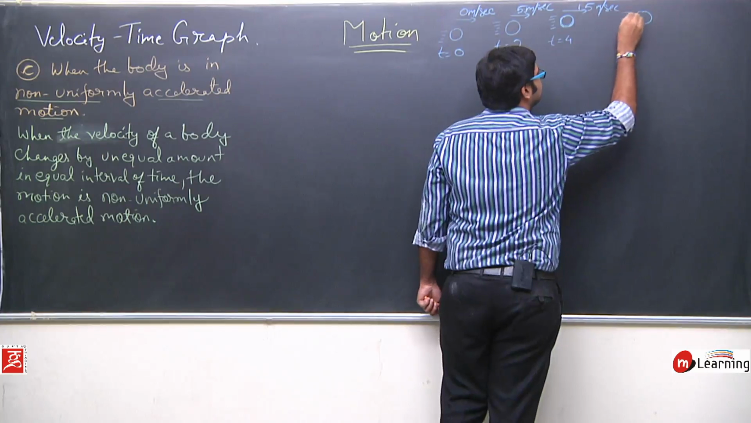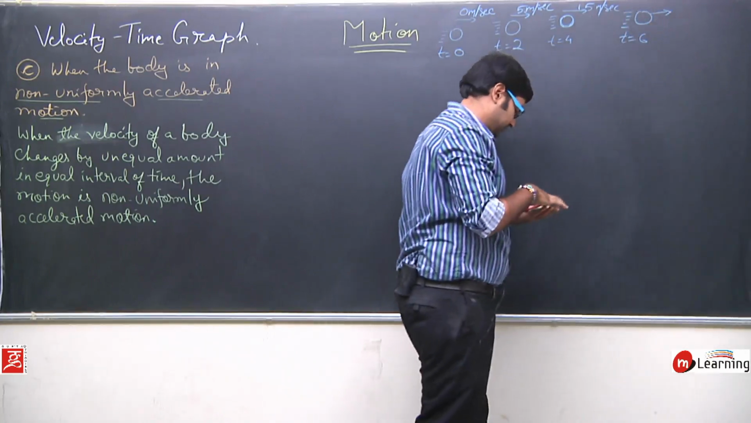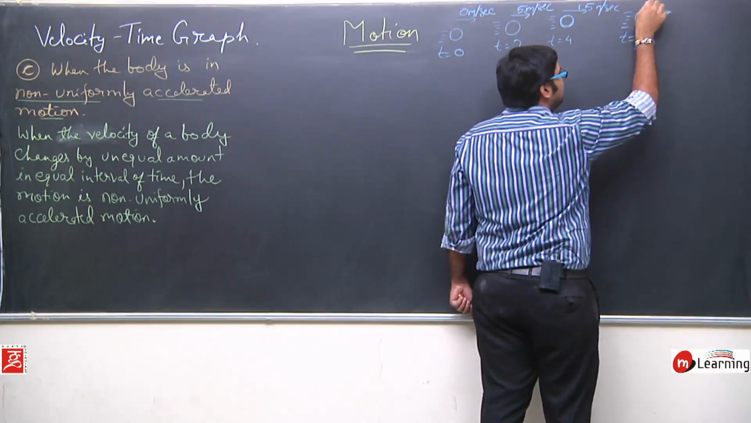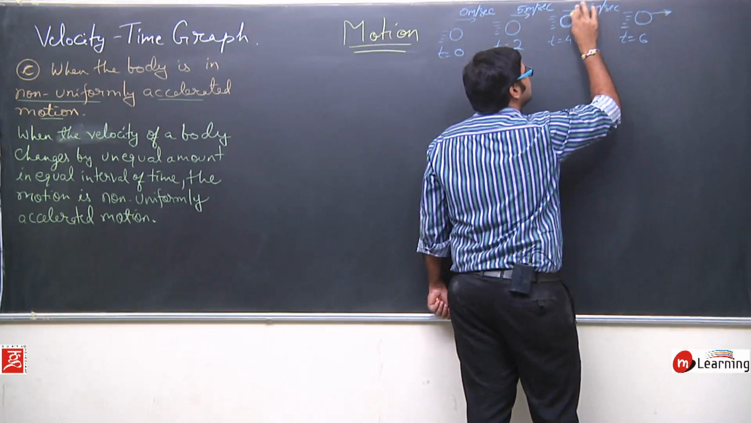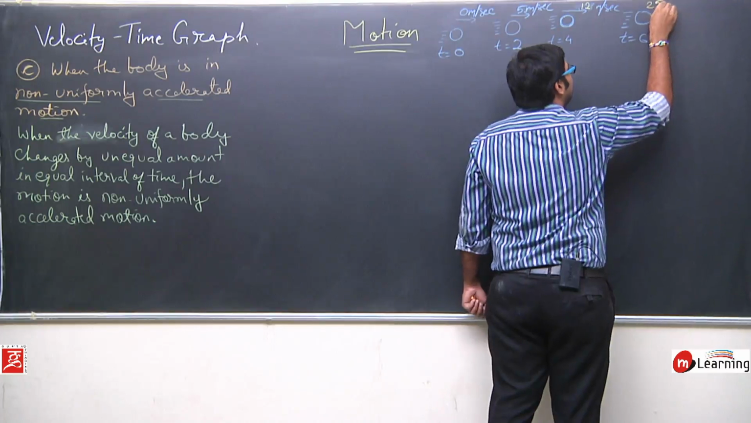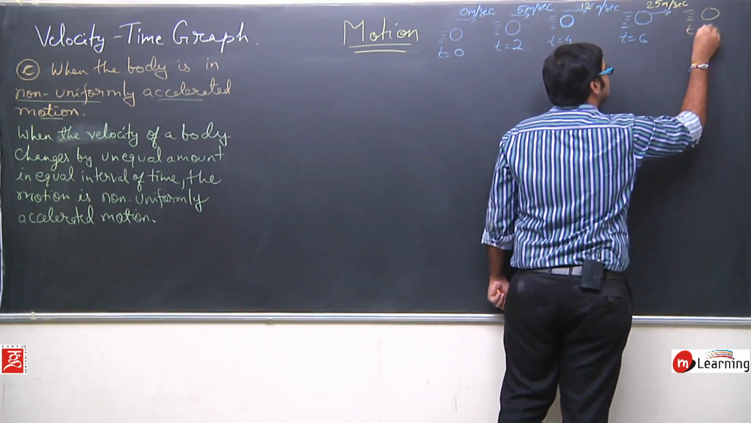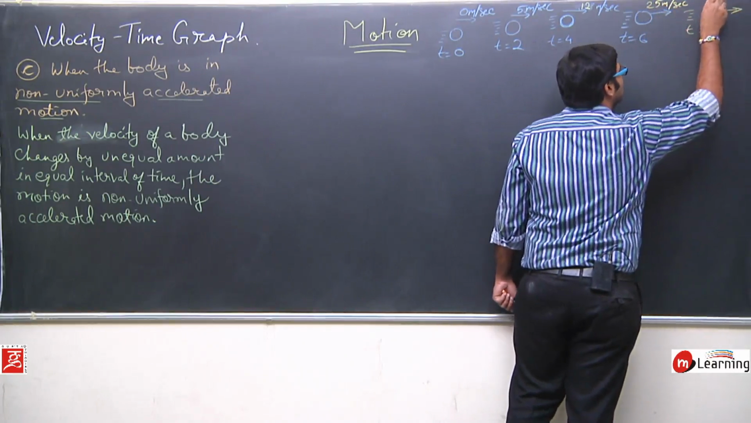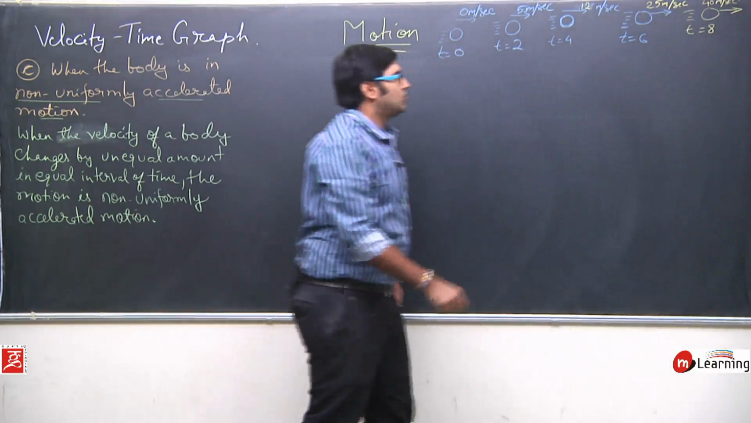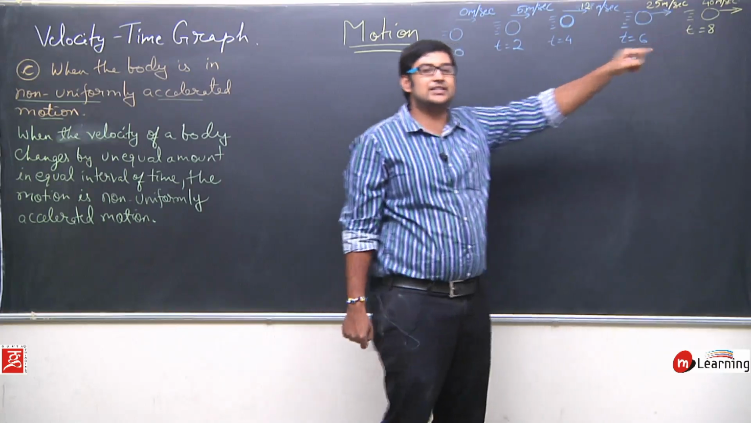Then after 6 seconds, when I saw the ball, it was moving with a speed of, let's say, 12 meters per second, and let's take this as 25 meters per second, and so on. And at t equals 8 seconds, let us say the ball was moving with a speed of 40 meters per second. So we can see the ball is getting accelerated, the velocity of the ball is continuously increasing with time.